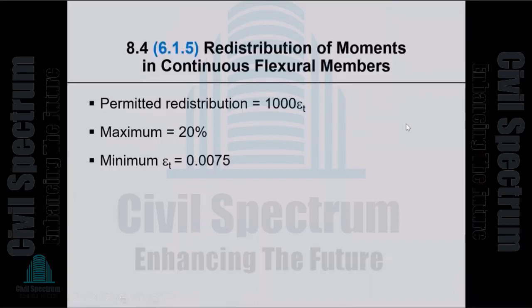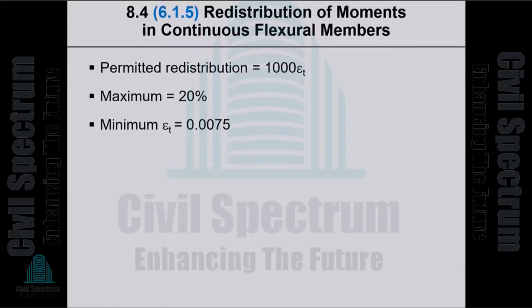As indicated yesterday, permitted redistribution is 1000 times epsilon sub t. Moment redistribution starts at an epsilon sub t of 0.075. Below that, you cannot take any moment redistribution. So we start at 7.5% moment redistribution. The maximum we can take is 20%. This is irrespective of whether you are dealing with reinforced or prestressed concrete beams.